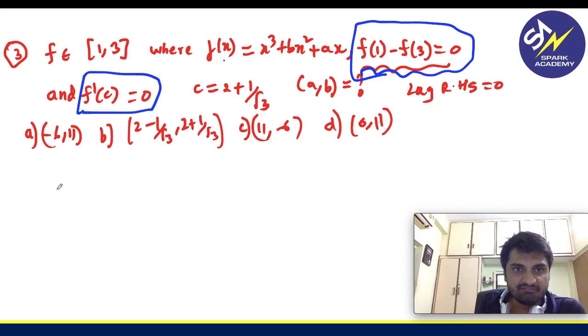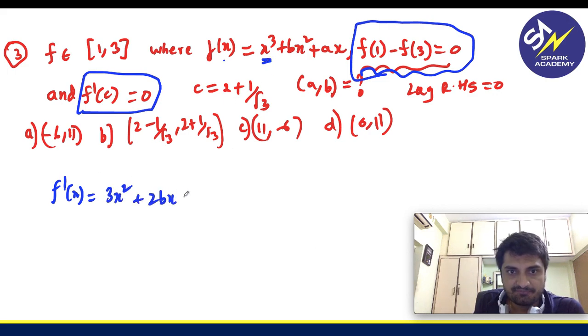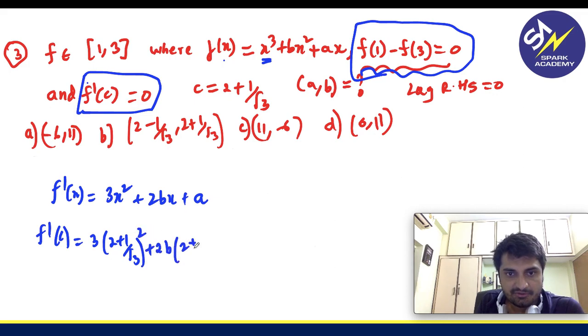So first find out f dash of x, guys. f dash of x is what? Derivative of x cube is 3x square, plus derivative of bx is 2bx. Derivative of ax is nothing but a. Now we need to find out f dash of c, right? f dash of c is what? 3 into (2 plus 1 by root 3) whole square, plus 2b into (2 plus 1 by root 3), plus a. So that part is given as 0.